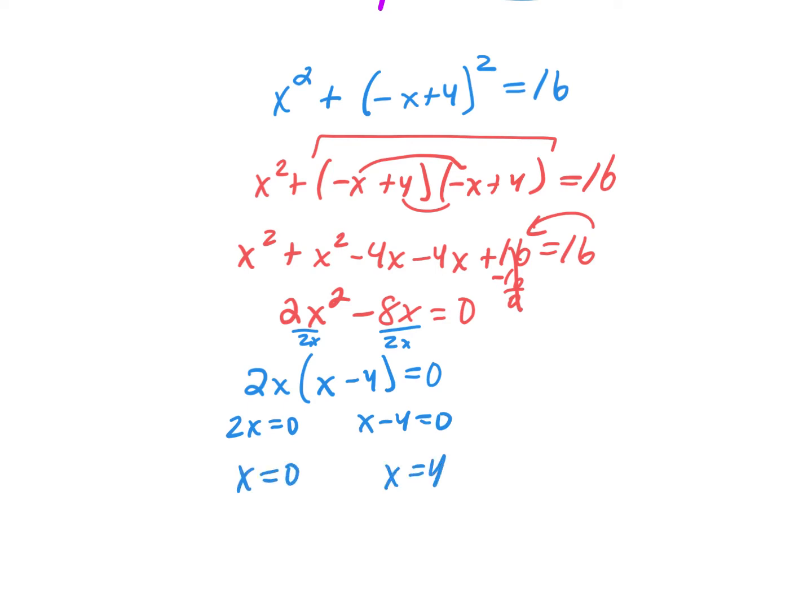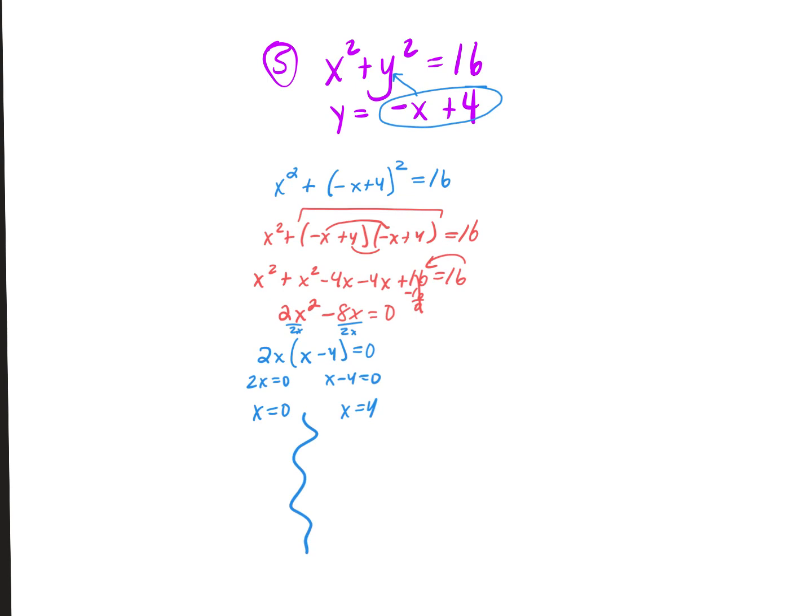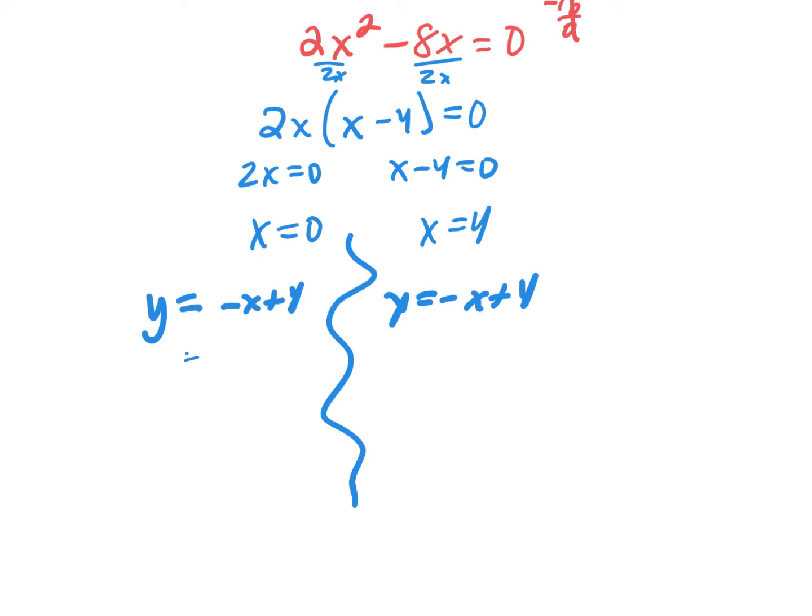So I have 2 x values that I need to do what with? Plug them in to find y. Which equation should we use? The bottom. Y equals negative x plus 4. So I have negative 0 plus 4. What does that mean? What's 0 plus 4? 4. So when I plug in x, I get out 4.